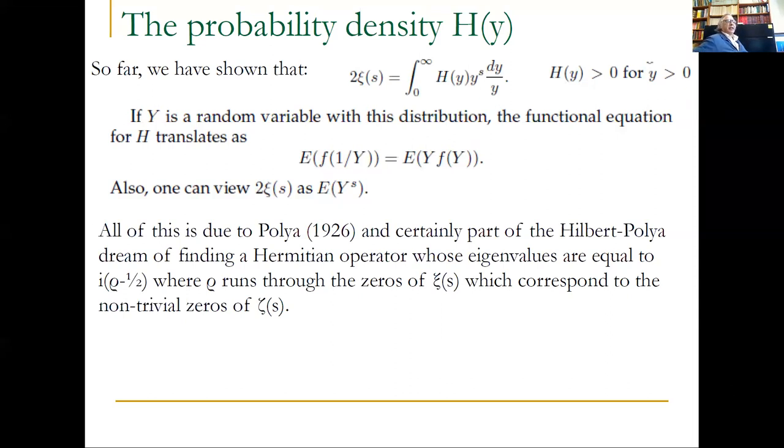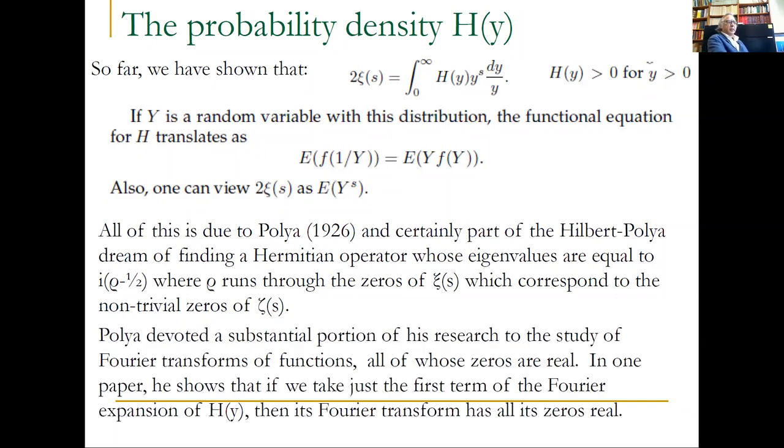And certainly it was part of the Hilbert–Pólya dream of finding a Hermitian operator whose eigenvalues are equal to i times ρ minus a half, where ρ runs through the zeros of ξ(s). Notice, by the way, the trivial zeros of the Riemann zeta function do not appear anymore in ξ(s). They've been eliminated. So the zeros of ξ(s) are the non-trivial zeros of the Riemann zeta function.